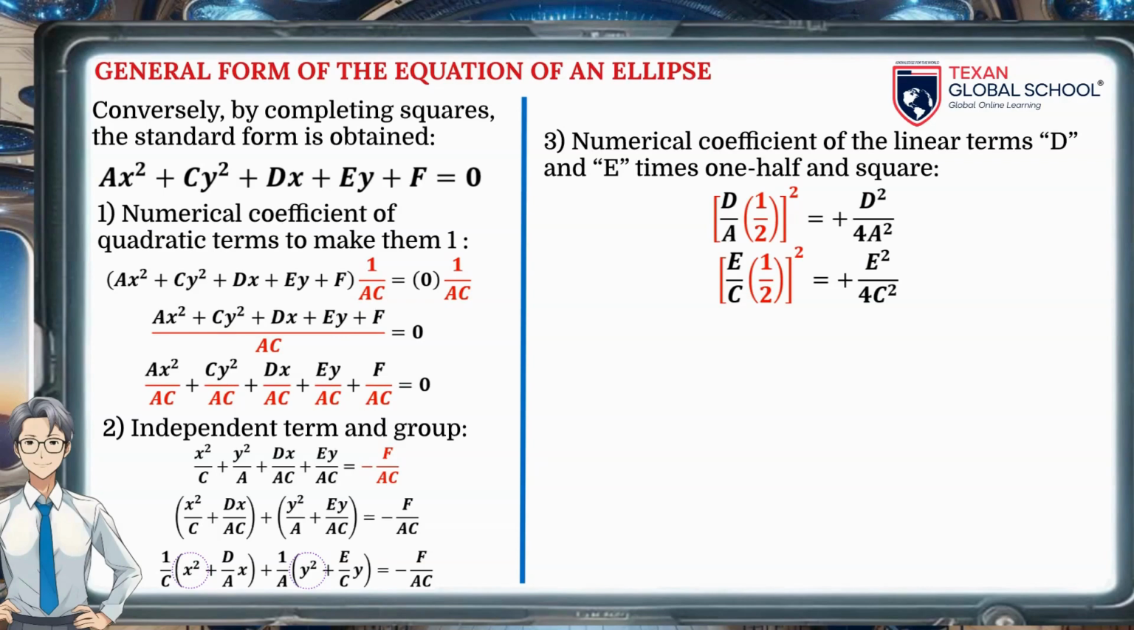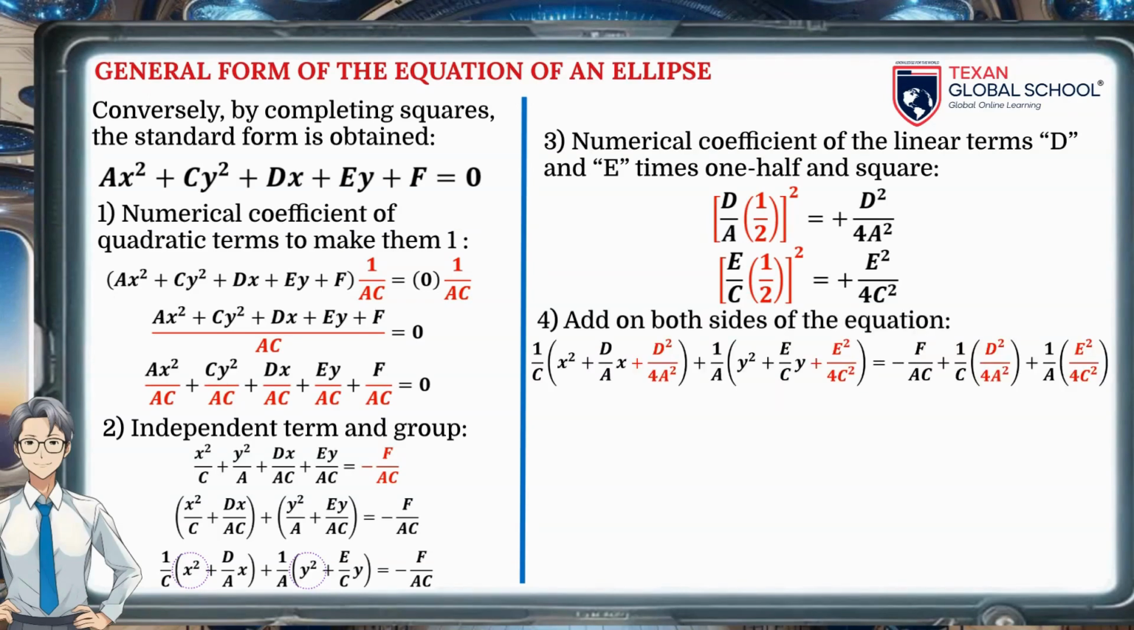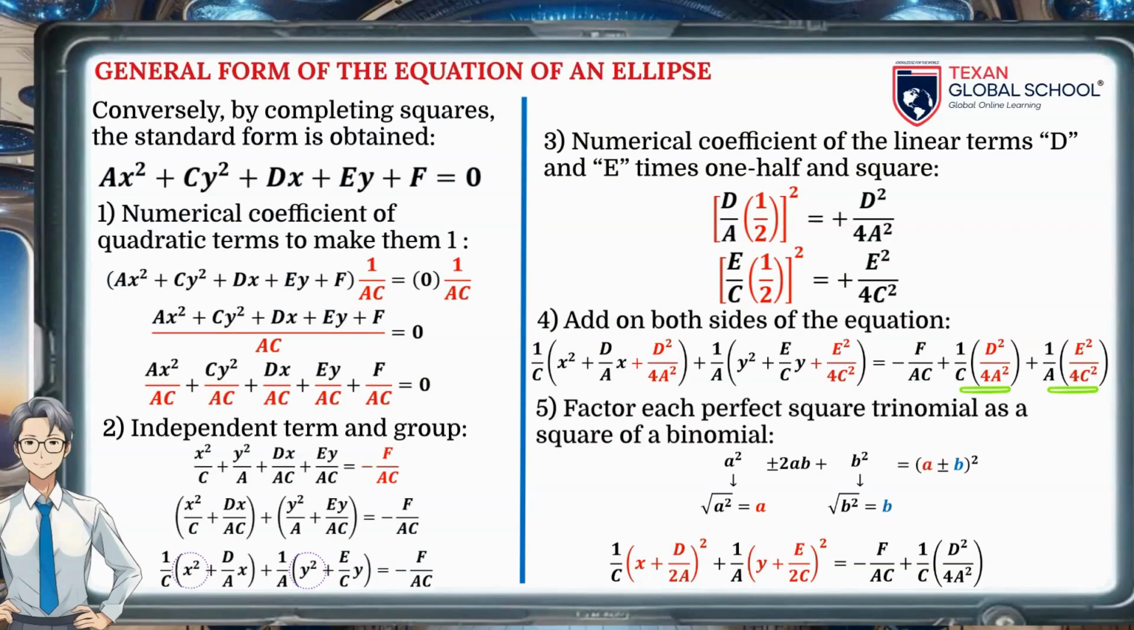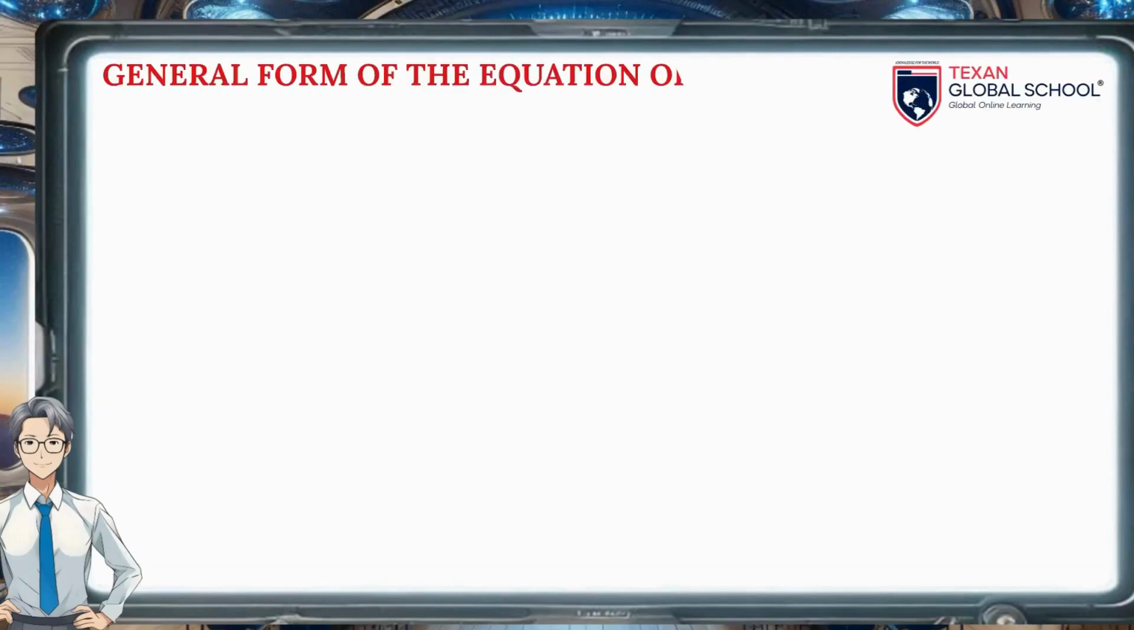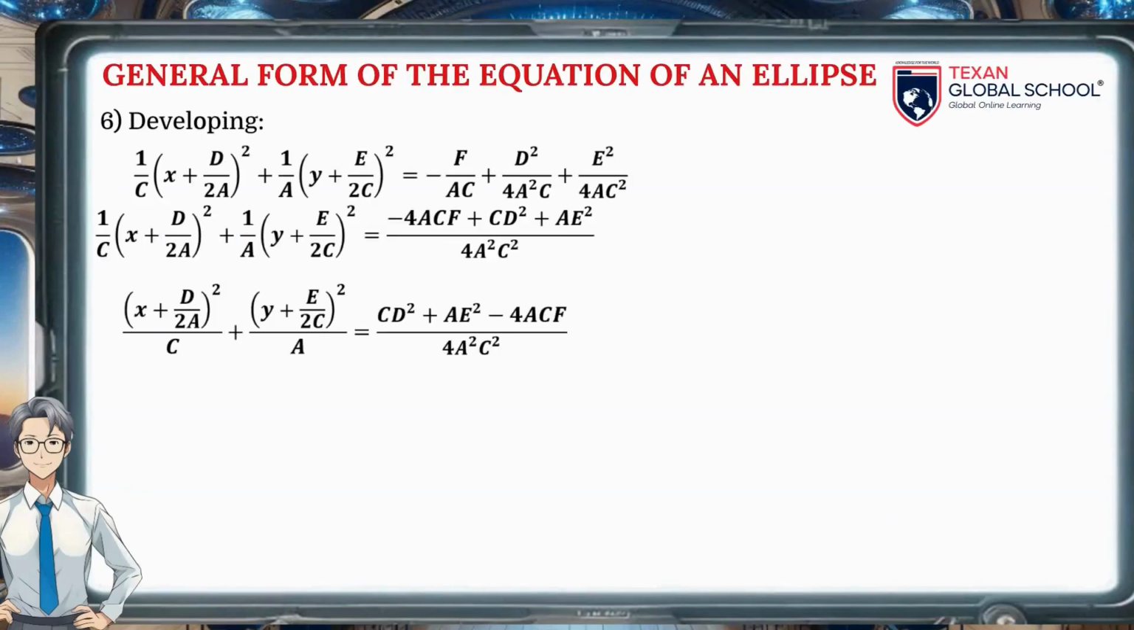But beware that in order not to alter the equation, each value must be added multiplied by the common factor that we did in the previous case. If it is not done this way, the equation is being altered. So two perfect square trinomials are obtained. Factor each perfect square trinomial as a square of a binomial, and then develop the equation. If we define m as that part of the equation, we can adapt it to obtain the second standard form of the equation of an ellipse.